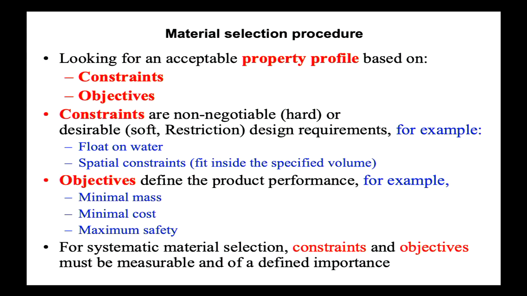It sort of floats on water is not good enough. Or it must fit inside a specified volume, like the steering knuckle I talked about earlier with Martin's PhD. I said how that had to fit in the existing available volume of the car and had to hook into all the existing components of the car. And objectives, by comparison, define performance: minimum mass, minimum cost, maximum safety, etc., etc. And for the systematic approach, we've got to do both.